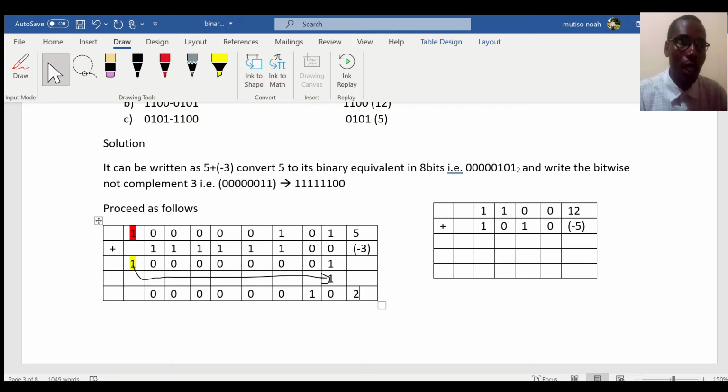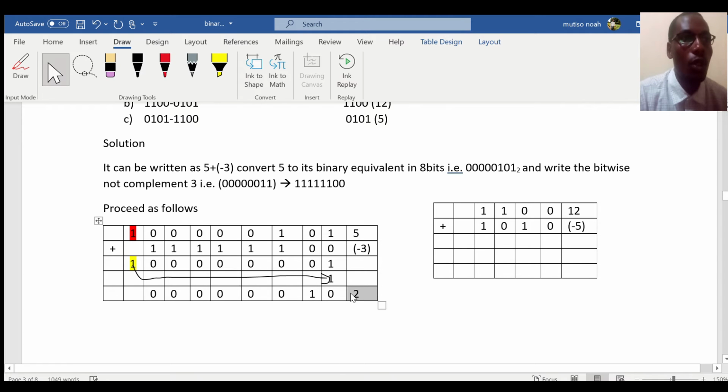So that is how you do it. I told you that if the result has an overflow of 1, the result is positive. You can see this is positive 2, which is the result of 5 plus minus 3, which is like 5 minus 3, you get 2. It is positive. If you have an overflow of 1, the result is positive. If the overflow is 0, then the result is negative. Let us see the second example.